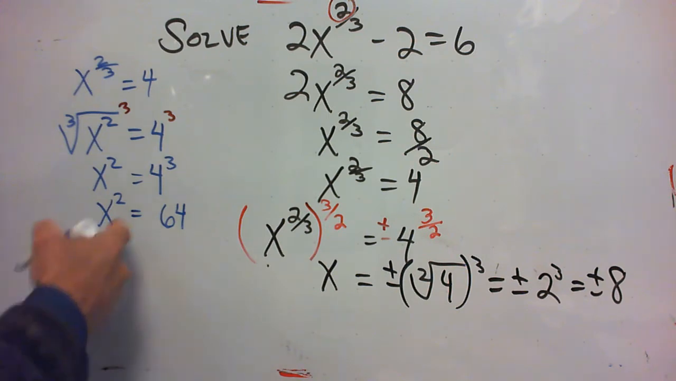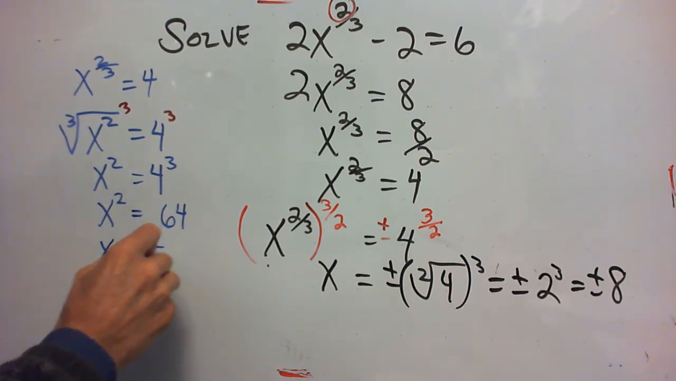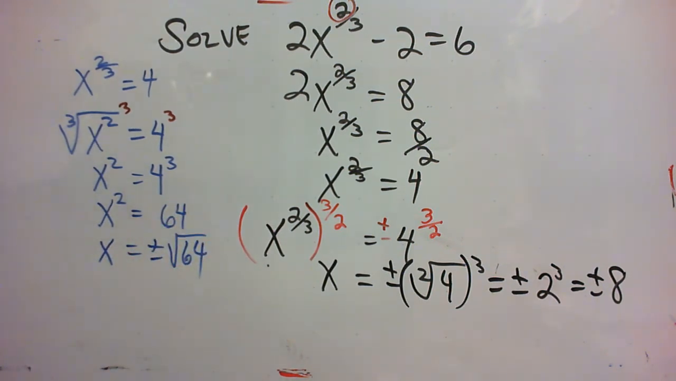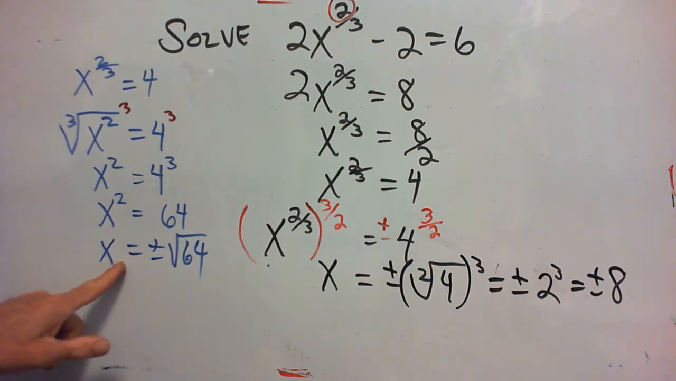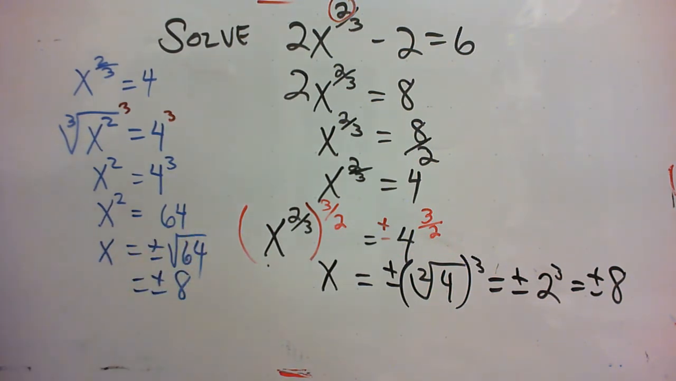Well, we solve that by extracting square roots, but remember, we get the plus or minus when we extract square roots. So we end up with x equals plus or minus the square root of 64, which is plus or minus 8, our answers.